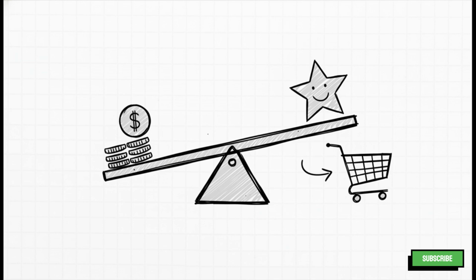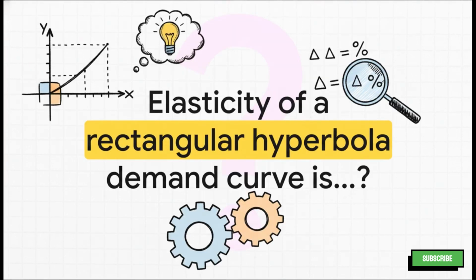It all comes down to a core principle, the law of equi-marginal utility. Basically, a smart consumer will keep buying a good up to the point where the price they pay equals the satisfaction they get from that very last unit they consume. All right, last question for this section.